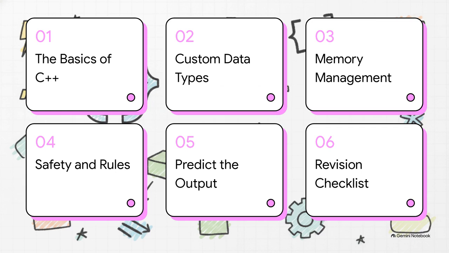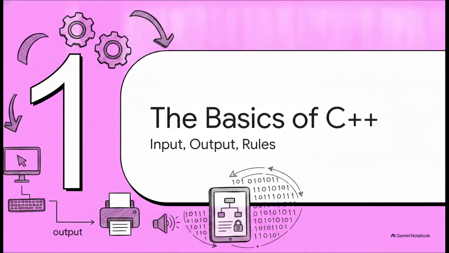All right, here's our roadmap for this explainer. We're going to cover the basics of C++, custom data types, memory, and safety rules, followed by a predict the output practice test, and finally, a quick revision checklist. Section 1, the basics of C++. Let's look at the absolute primitives.